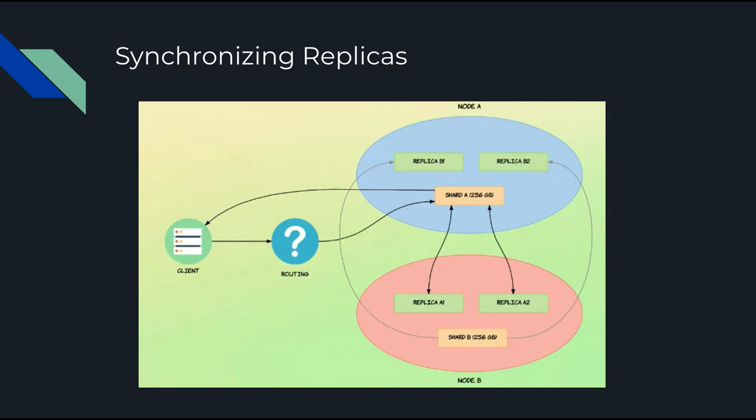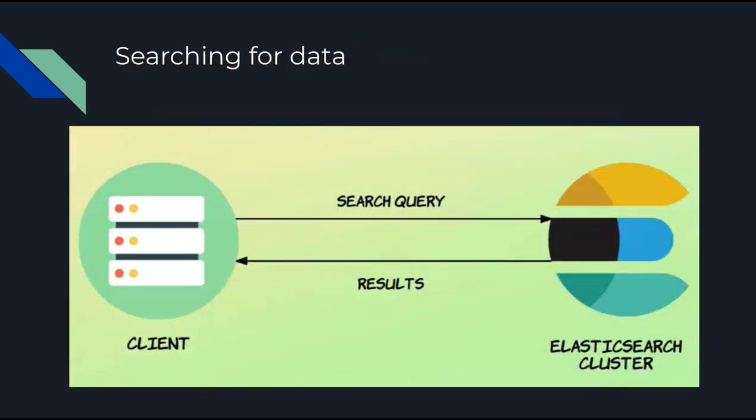So in this diagram, you have node A, node B, and as you can see, primary shards and replica shards are not on the same node. When it receives the request, it forwards it to the replica shards, and then they get back to the primary shard. The primary shard again compiles a response and sends it back. So when you're searching, did you have a question?